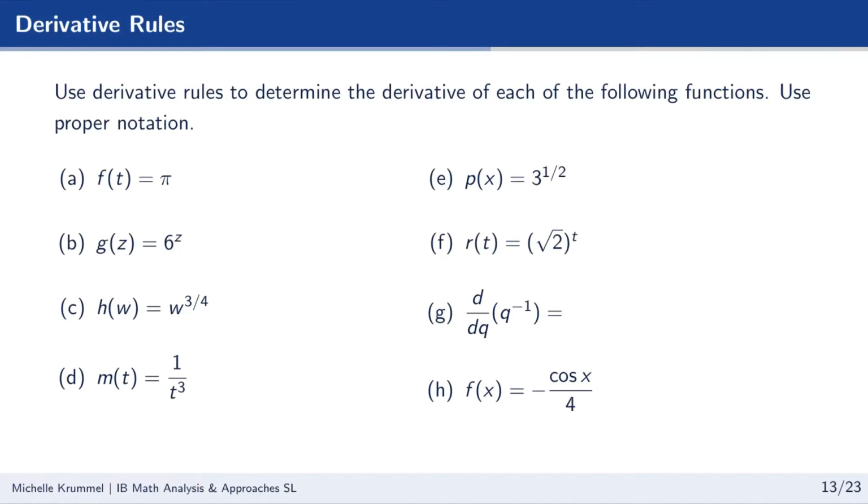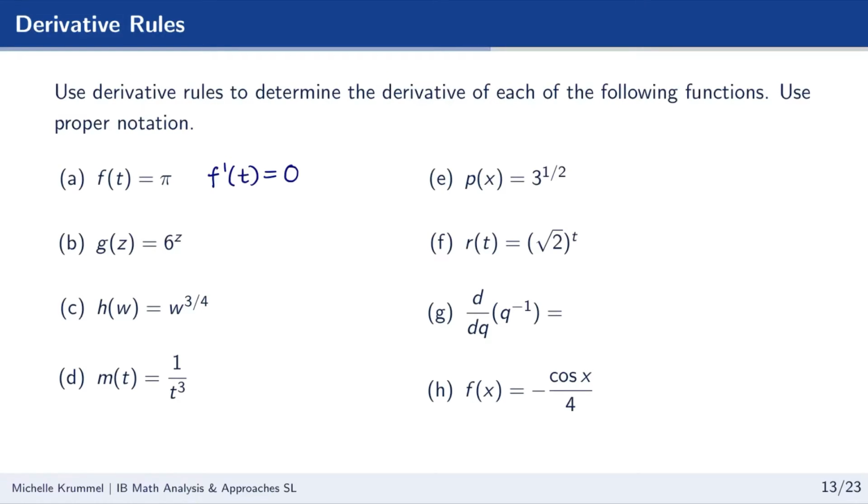So let's practice finding the derivative using our various rules that we've talked about so far. If f of t equals pi, then the derivative, and we are asked to use proper notation, the derivative of f of t, we can write f prime of t. F prime of t equals, well, what's the derivative of pi? Pi is a real number, and this is a constant. It's not multiplied by another function. It's just a constant, and so we'll use the constant rule. The derivative of a constant is 0. The derivative of pi is 0.